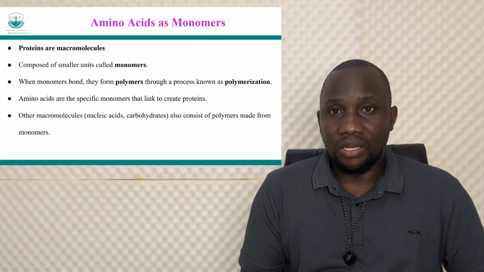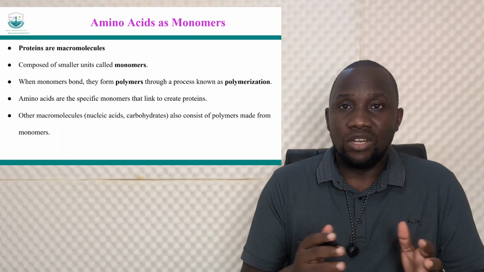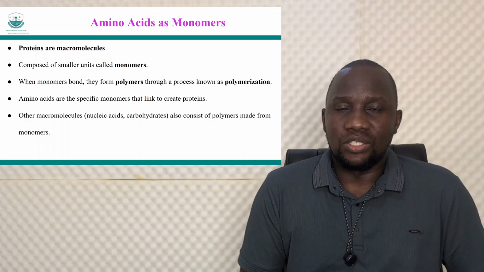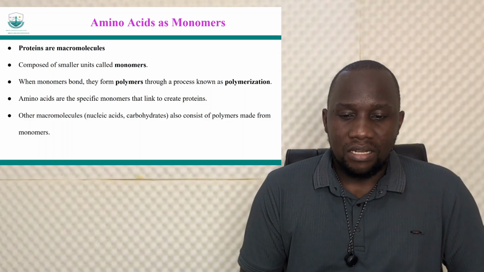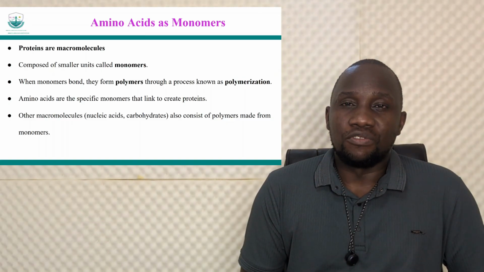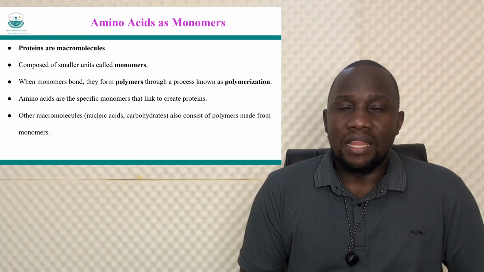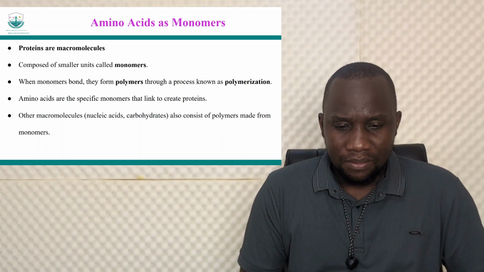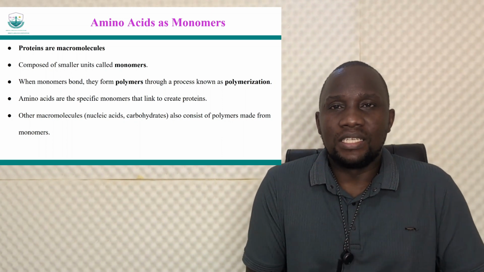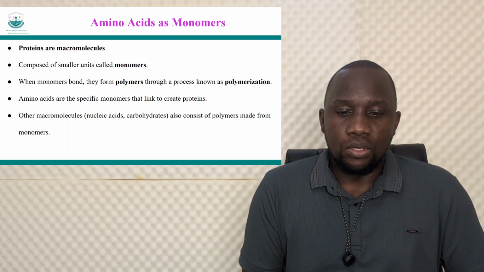So amino acids, we said that they are the monomers of proteins. That means that proteins are the polymers. That means that you have a combination of these different amino acids to form a protein. And we said that a protein can be different from another based on the sequence of these amino acids. And therefore, we could expect that you have bonds between these amino acids, and these are basically peptide bonds.